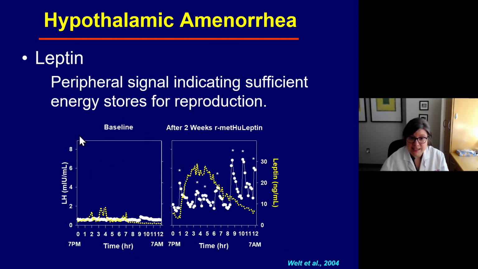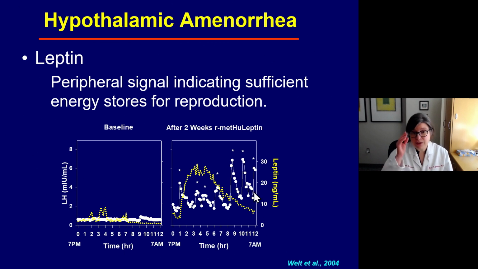Here you can see this is a woman with hypothalamic amenorrhea at her baseline, where you can see in white her LH pulses are quite flat, and that you can see here in yellow with leptin, very low levels of leptin. This patient was given recombinant leptin, which you can see here in physiological levels in yellow, and sure enough, her LH pulses came back.